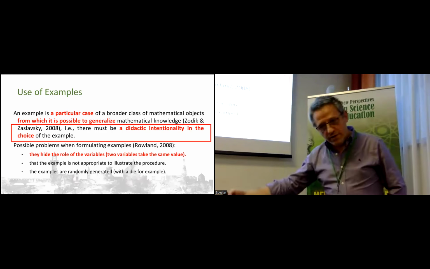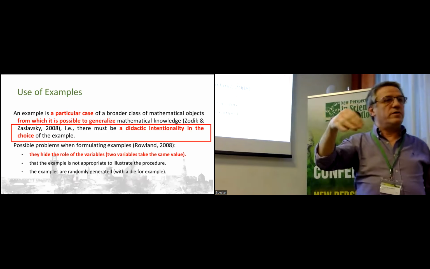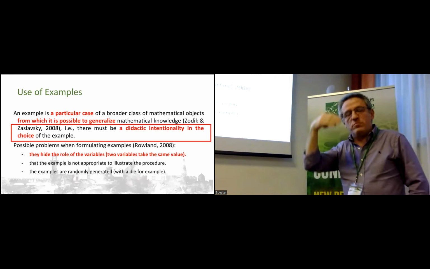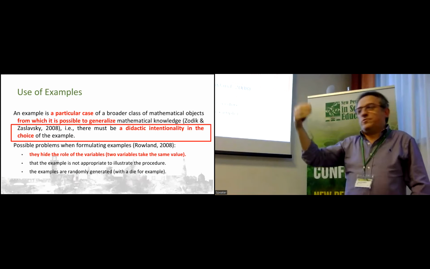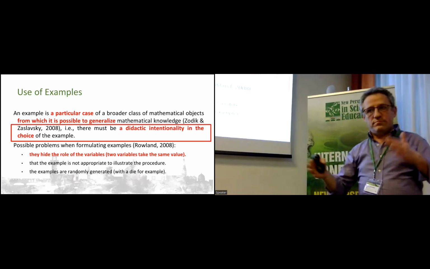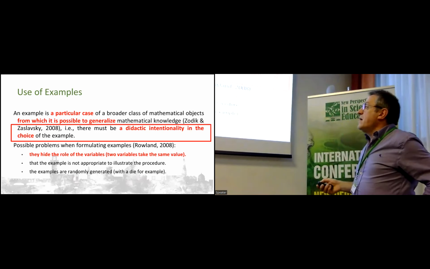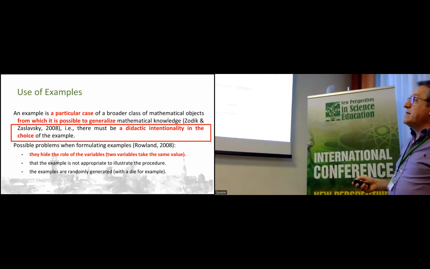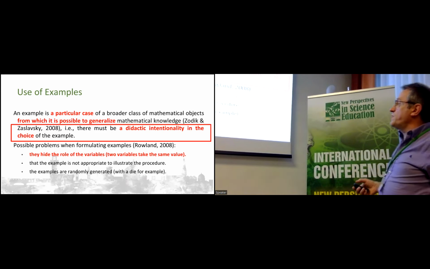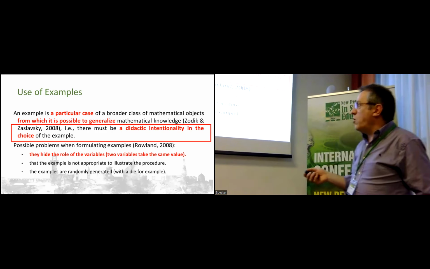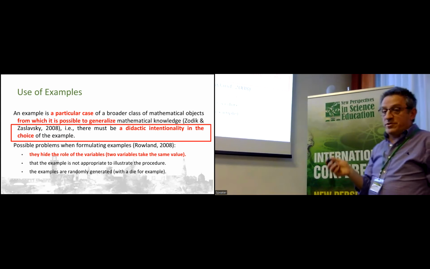You have to think first, you have to establish an order, from the more difficult ones to the easy ones, and pay attention to some particular elements. A possible problem is that if you don't care enough about that, you could hide the role of the variables. In this case, maybe those two variables could take the same value. And there are other problems which are not so important.